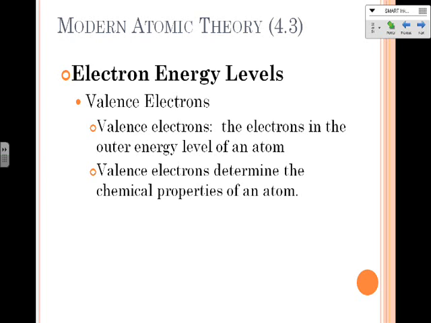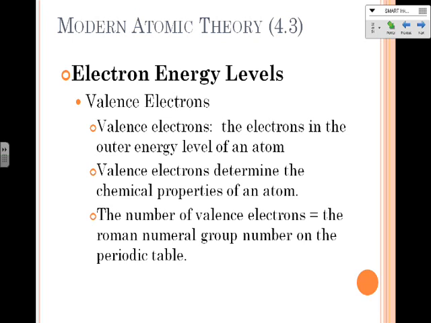Now, valence electrons are actually what determine the chemical properties of the atom, like we discussed in the last video. It determines how flammable they are, how reactive they are. And the number of valence electrons equals the Roman numeral group number on the periodic table.